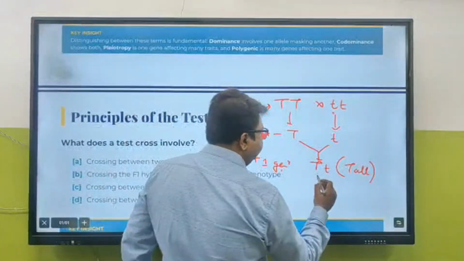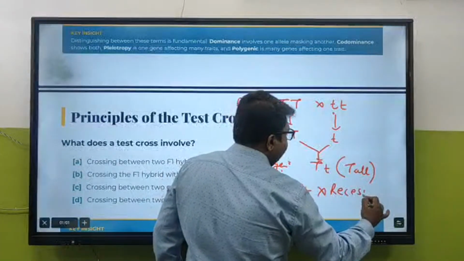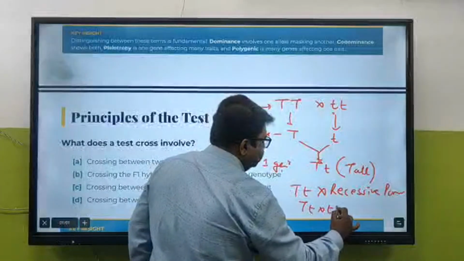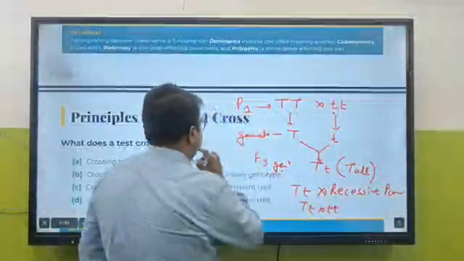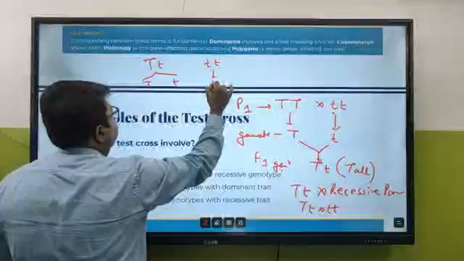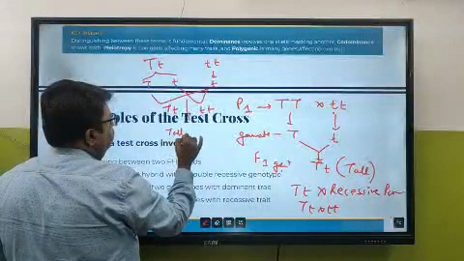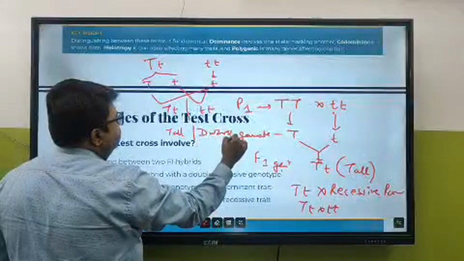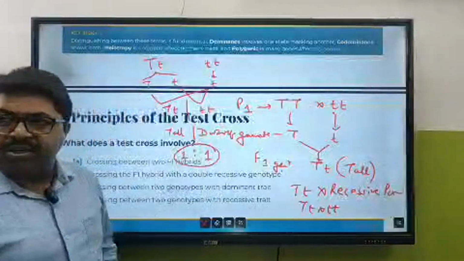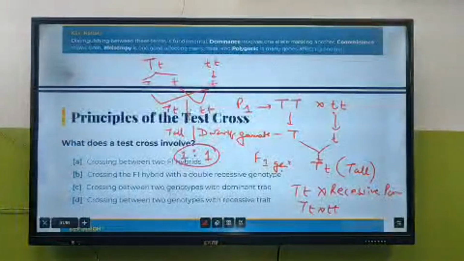Test cross में ratio क्या आएगा? Cross F1 hybrid with recessive parent. So capital T small t cross with small t small t. क्या होगा? From here, you will be getting capital T and small t. From here, small t small t. So we're getting capital T small t and small t small t. So what is your tall is to dwarf. Ratio 1:1 always. So in test cross, the ratio is always going to be 1:1. Clear? बोलो समझ में आया कि what is test cross?